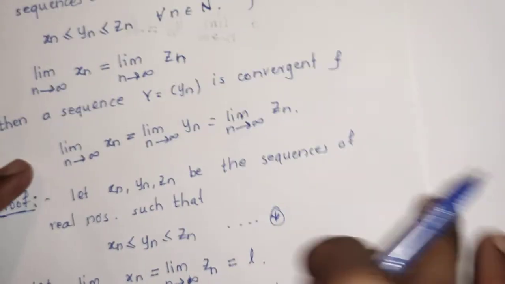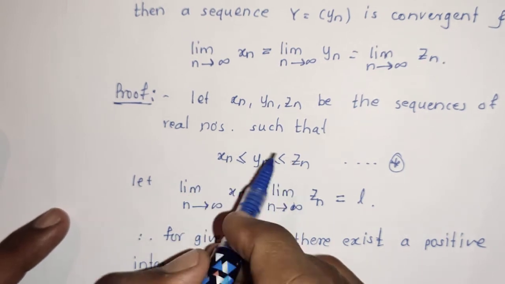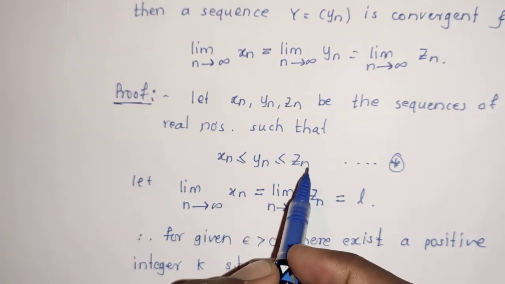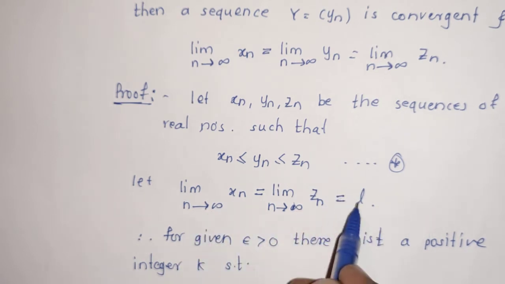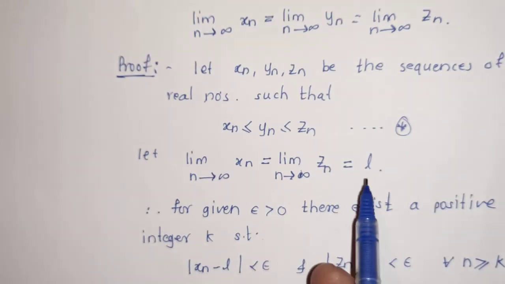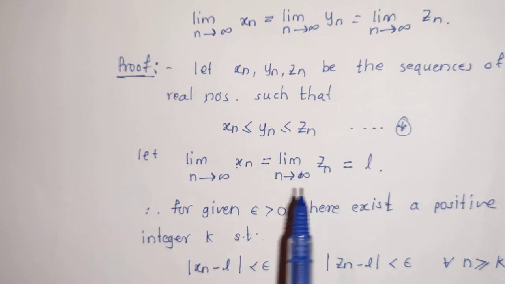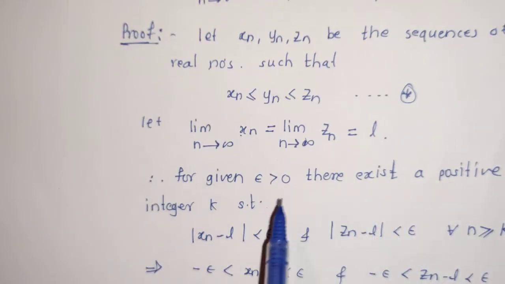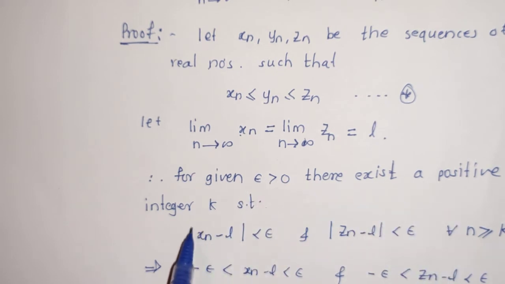In this proof, we have just taken three sequences. This is the given thing. Also xn ≤ yn ≤ zn is given. Also the limit of these two sequences is equal, suppose L. So this limit exists means both the sequences xn and zn satisfy the definition of limit. So using the definition of limit, we can write for any given epsilon positive, there exists a positive integer k such that |xn − L| < epsilon and |zn − L| < epsilon for all n ≥ k.